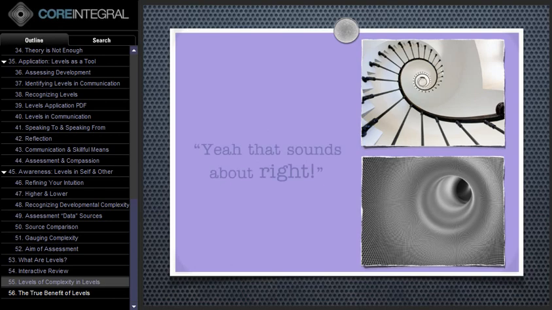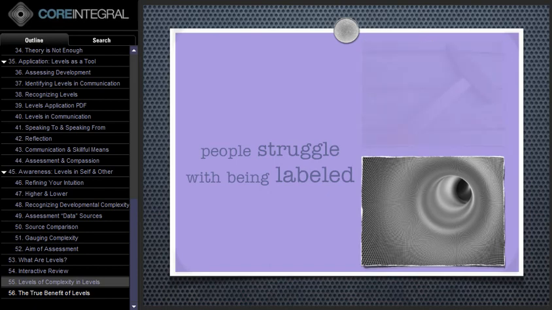If you tell people that they have 4 dimensions to their being, they typically smile and think, yeah, that sounds about right. But if you tell them they are green, or even worse, if they hear you said it behind their back, it's often quite a different story. In general, people struggle with being labeled, and some straight up rebel against the idea of ranking, seeing it as marginalizing and oppressive.